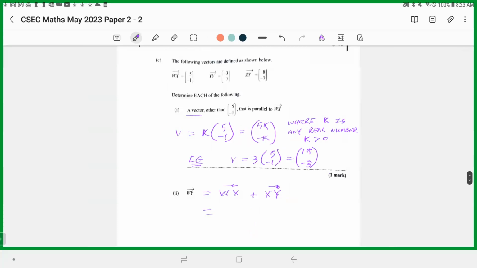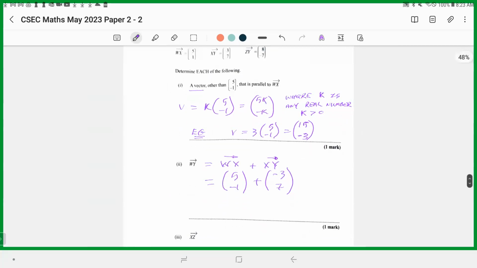And so this becomes the WX vector is (5, -1), and the XY vector is (-3, 7). And let's add the values now. So that becomes 5 and -3 is 2, -1 and 7 is 6. That is, 7 minus 1 is 6. That is the answer.